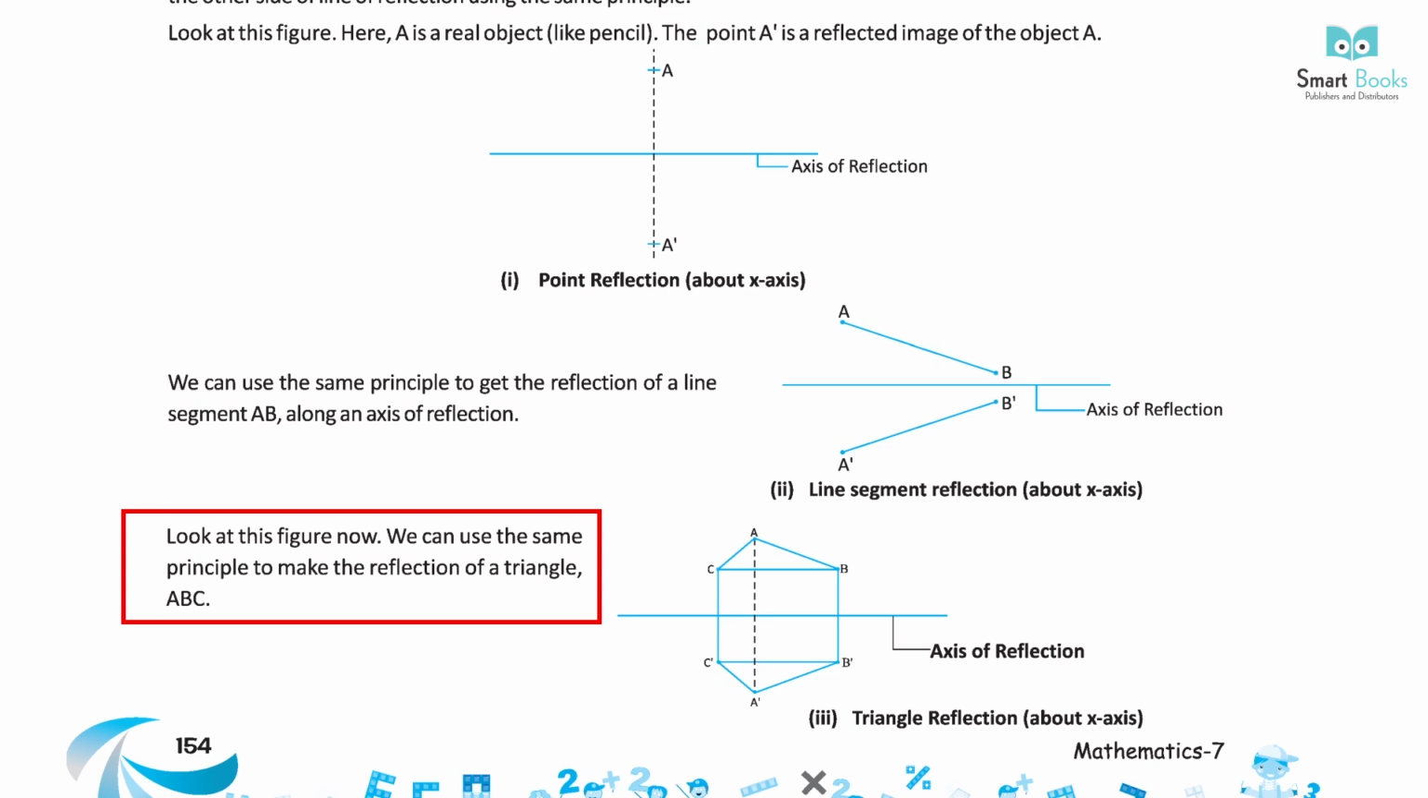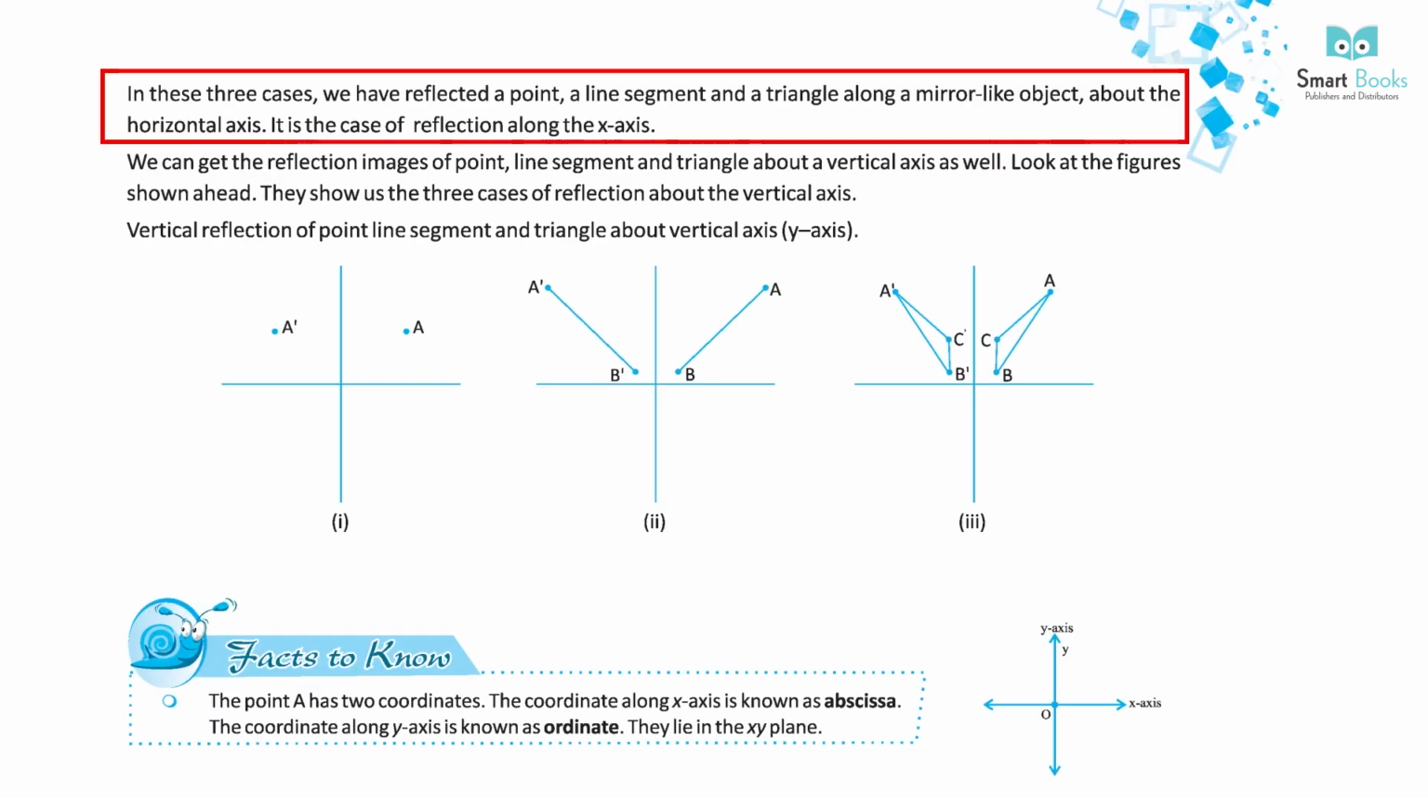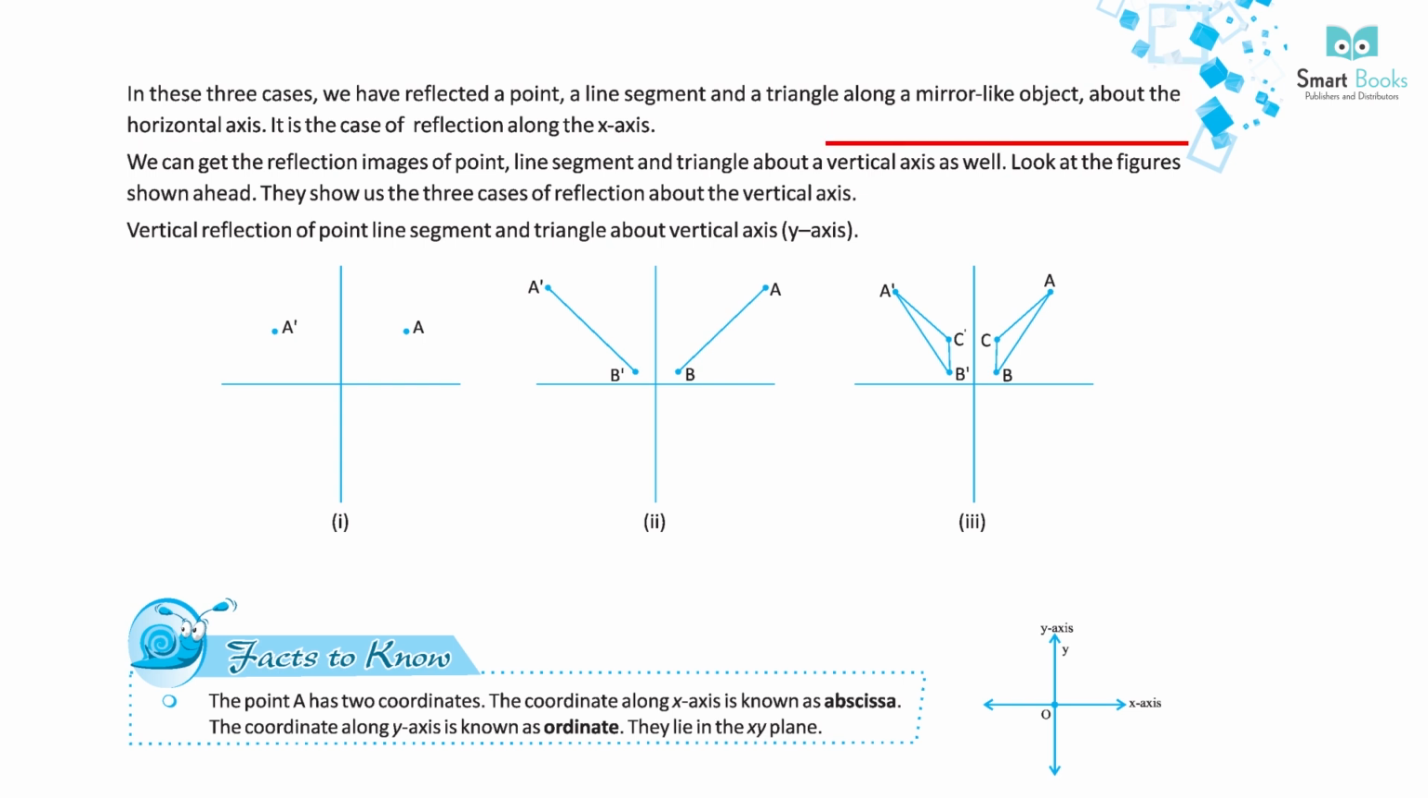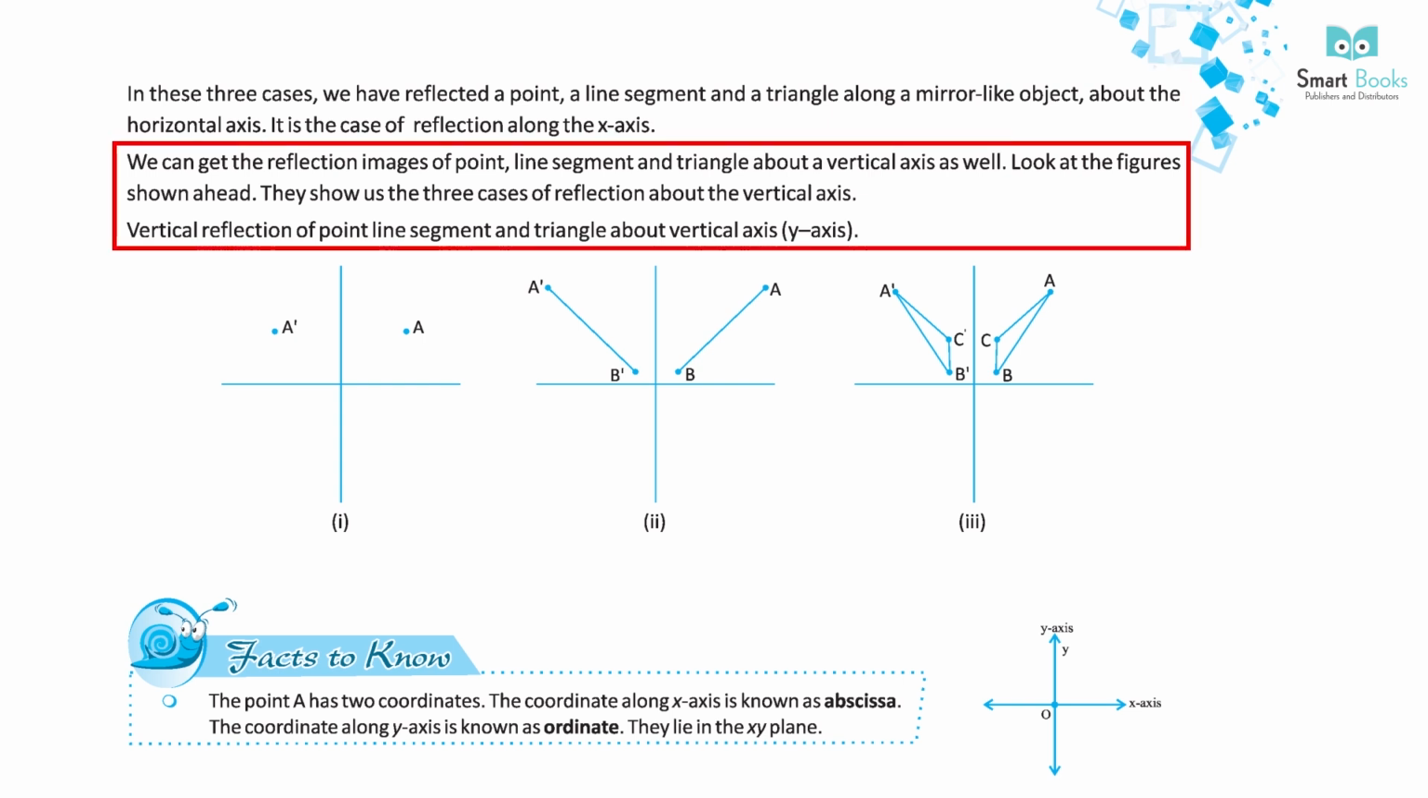Look at the figure now. We can assume the same principle to make the reflection of a triangle ABC. In these three cases, we have reflected a point, a line segment, and a triangle along a mirror-like object about the horizontal axis. It is the case of reflection along the x-axis. We can get the reflection image of a point, line segment, and triangle about a vertical axis as well. Look at the figures shown ahead. They show us the three cases of reflection about the vertical axis. Vertical reflection of a point, line segment and triangle about the vertical axis, y-axis.